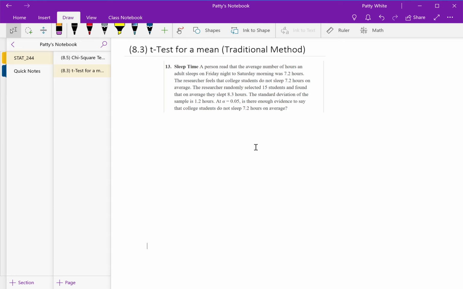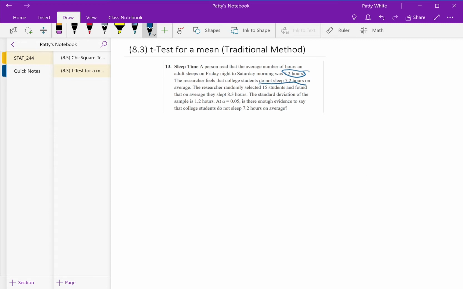Today we're going to look at a one sample t-test for a mean, and the method we're going to use is the traditional method. So let's go ahead and get started. A person read that the average number of hours an adult sleeps from Friday night to Saturday morning is 7.2. The researcher feels that the college students do not sleep 7.2 hours.